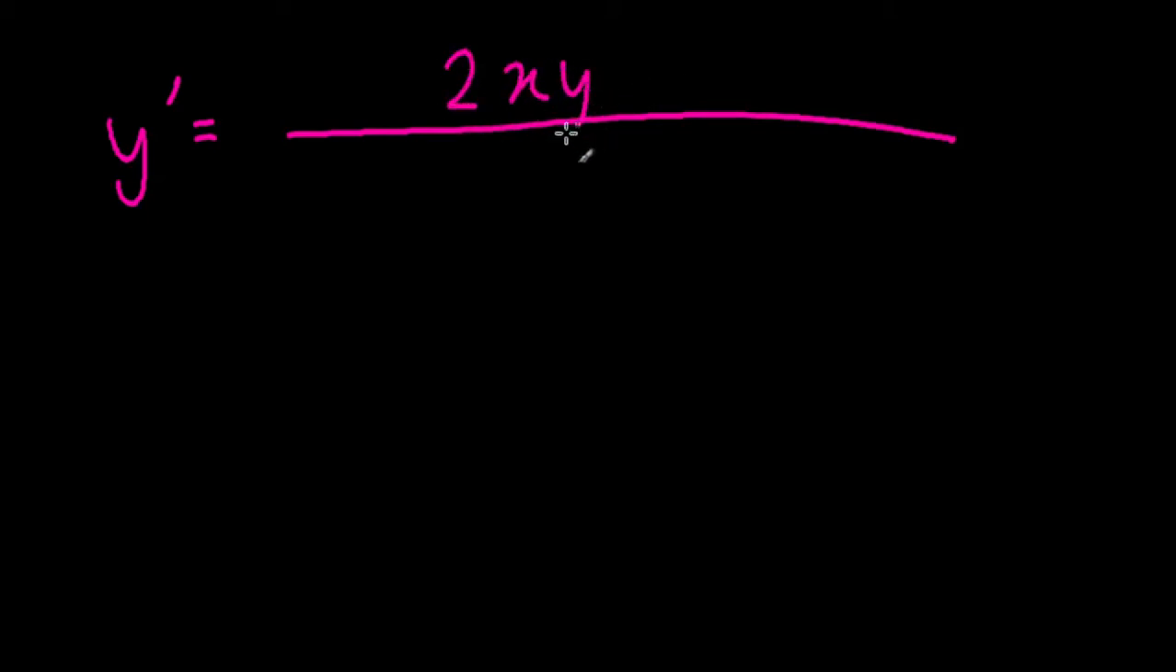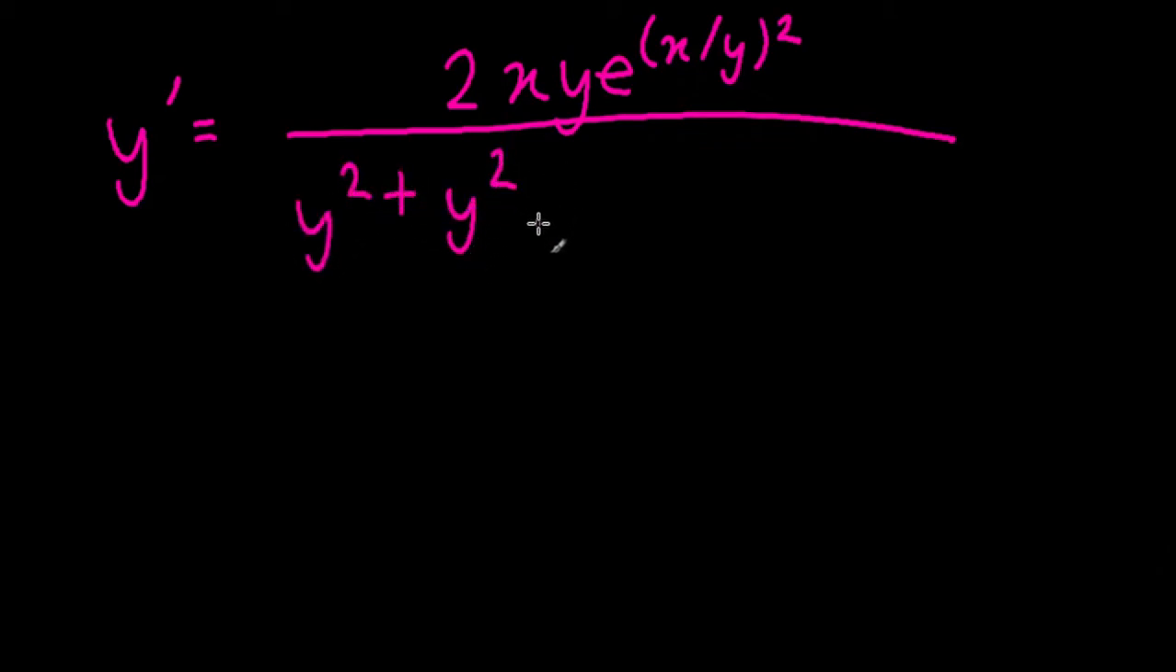Suppose you have y prime equals 2xy e to the power x by y squared, divided by y squared plus y squared e to the power x minus 1. It's going to be pretty big. And I promise there's really something new to learn here. It's not just me doing hard problems just because.